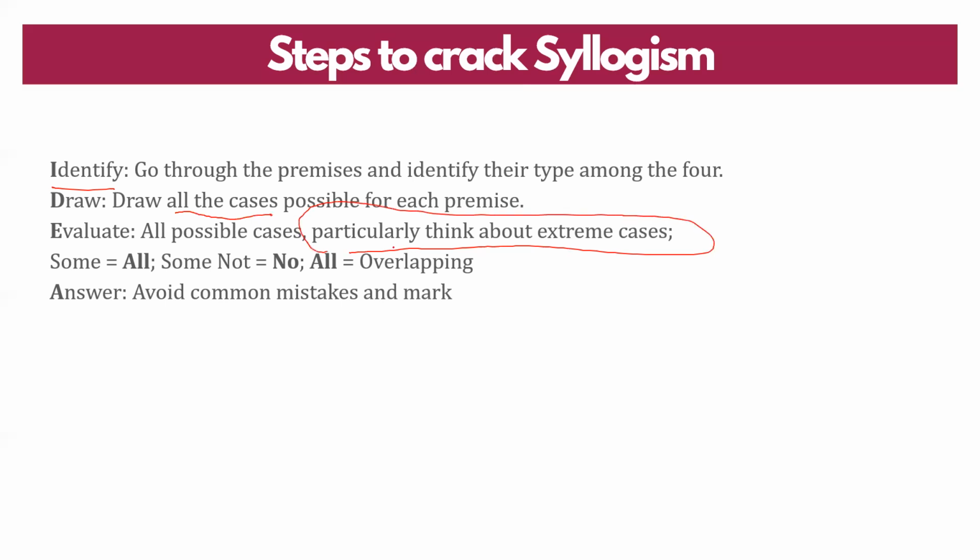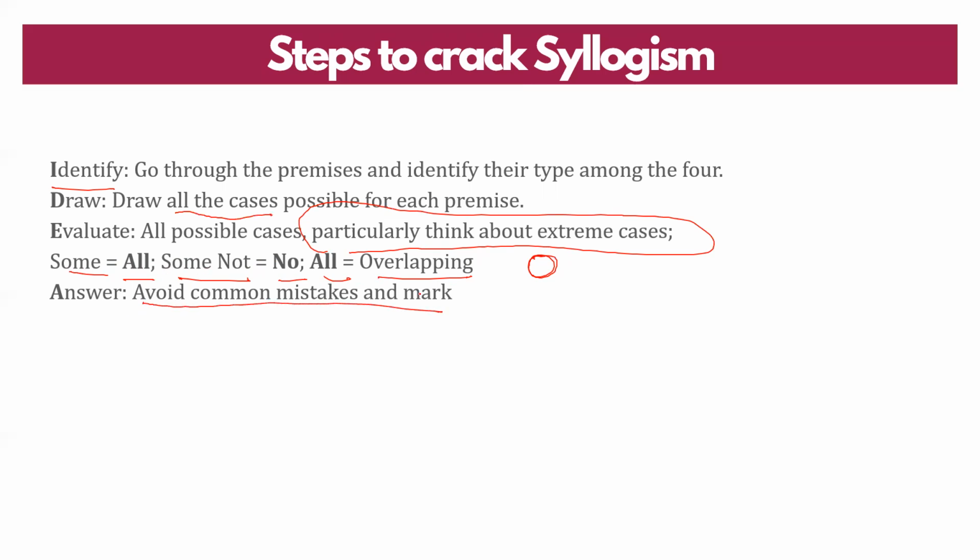This is important. Think about the extreme cases. Some A are B: the extreme is all A or B. Some not: the extreme is no overlap. All: the extreme is overlapping. All A are B, the extreme case is that A and B overlap each other. Some A are not B, the extreme case is that both are disjoint. And some A are B, the extreme case is 100% A is within B. So in the "all" case, avoid common mistakes and mark.